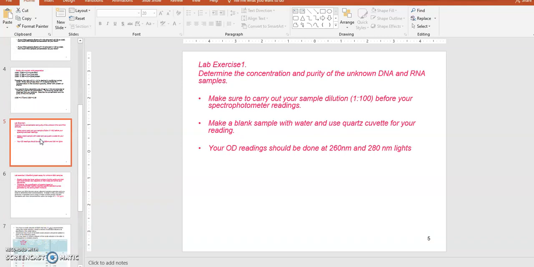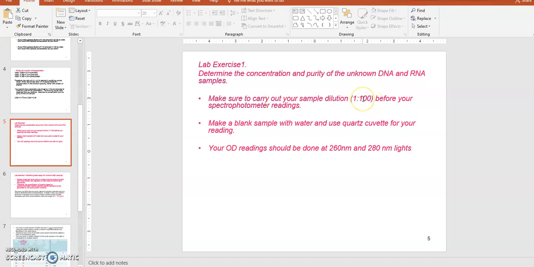So the lab exercise 1. You will be given unknown DNA samples, maybe sample A and B, and unknown RNA samples A and B. And you will be asked to quantify them by using spectrophotometry readings. The amount of unknown DNA and RNA sample may not be a lot. They may be about 10 or 100 microliter volume. So you have to use it frugally because you don't have enough sample.